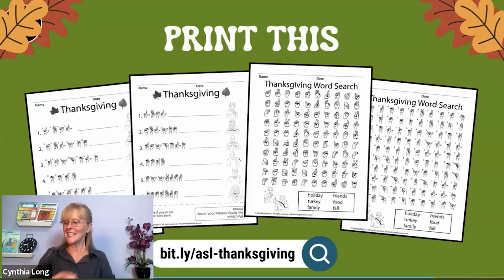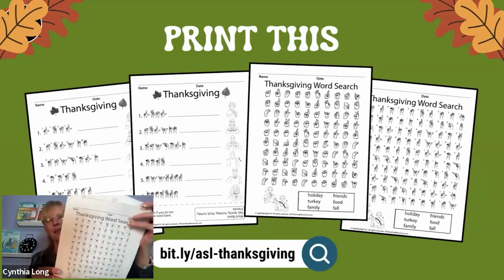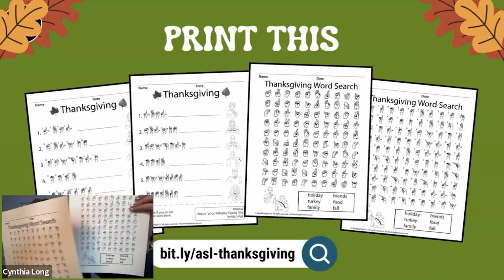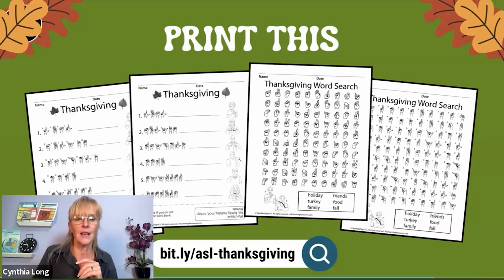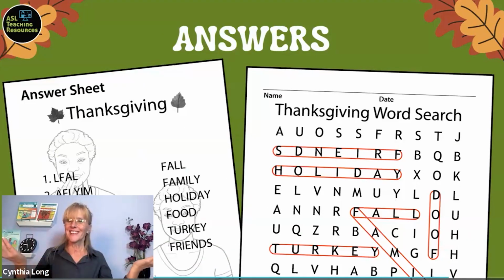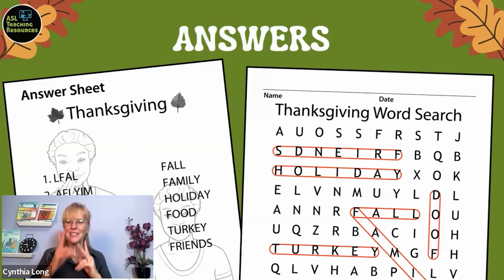All right, so you can see these games are done with English and without it as well, which is helpful. If you have students that are still learning finger spelling, you can give them the one with the letters typed with the sign or just the sign. And here's your answers. Take a look for just a moment. So we have fall, family, holiday, food, turkey, friends. Congratulations, you did wonderful.